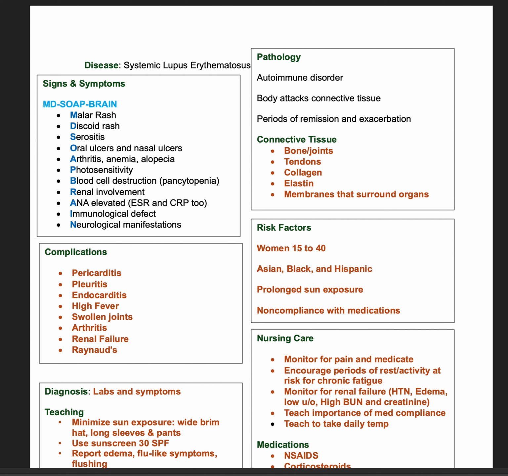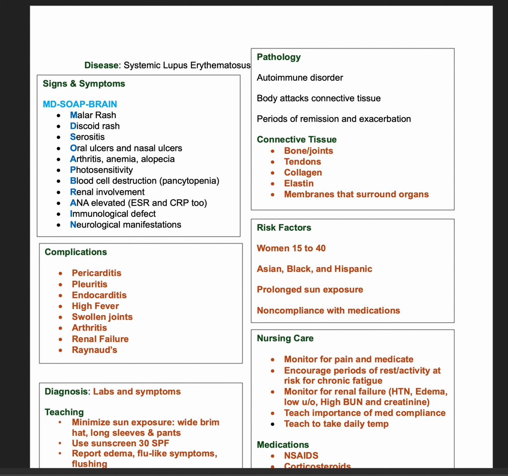So in this case, in all the connective tissue diseases, the body attacks the bones, the joints, the tendons, elastin, which helps your skin have elasticity, and membranes that surround organs. Now, most connective tissue disorders have the same signs and symptoms, but there's usually a couple defining characteristics. So let's go over the signs and symptoms, and you can use the mnemonic MD SOAP brain.